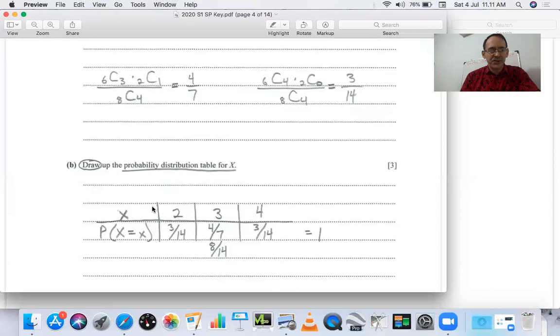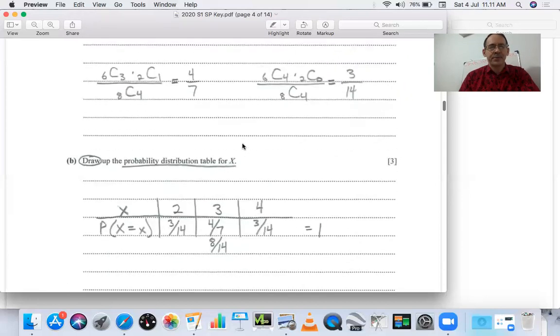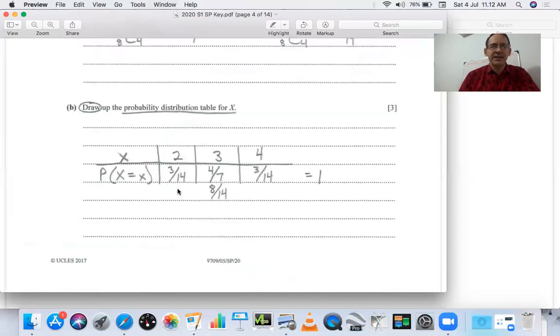So remember, on top is your little x, that's the possible values that it can take. On the bottom is our probability. What is the probability that our random variable, that's the capital X, equals the little x, which is the particular values it can take? We already calculated the probability for 2 paperbacks. It was the 3/14 from up here. That's our 2 paperbacks. So 3/14 we already did.